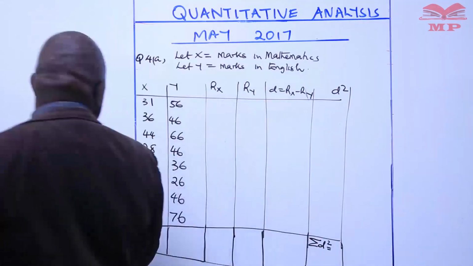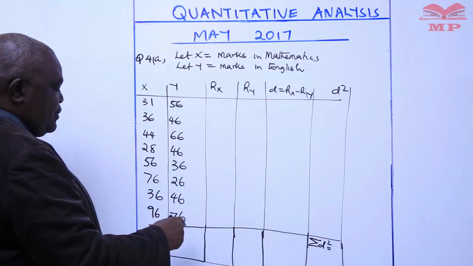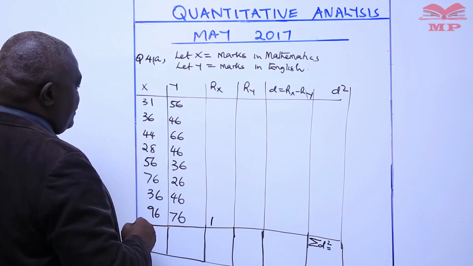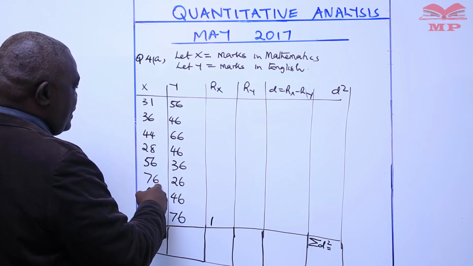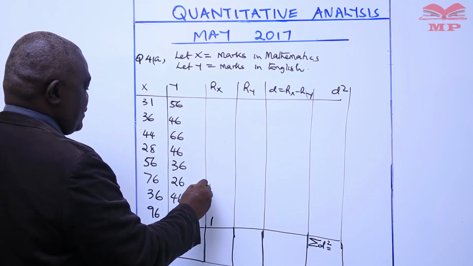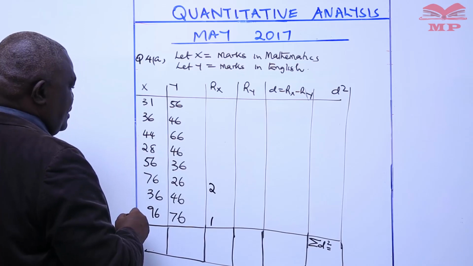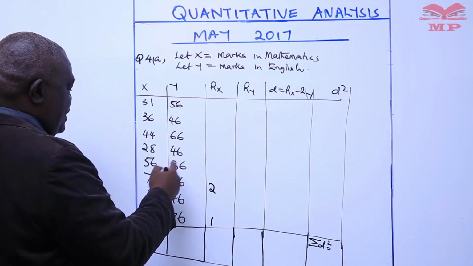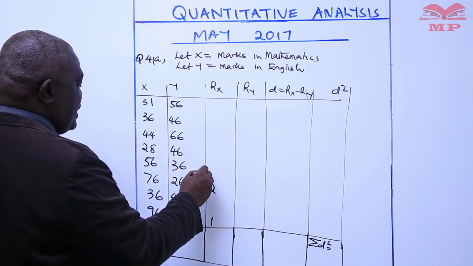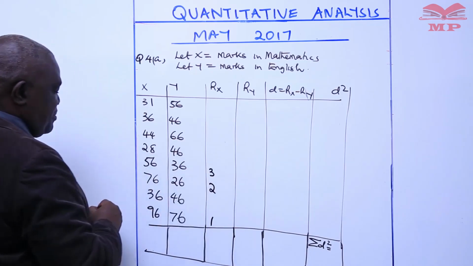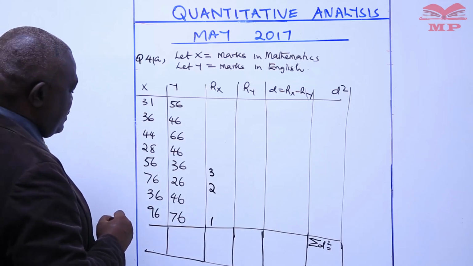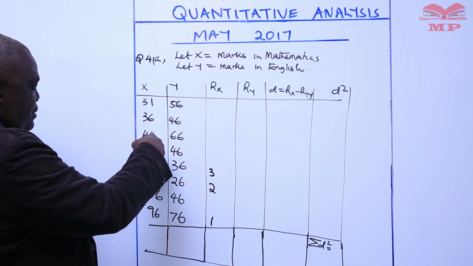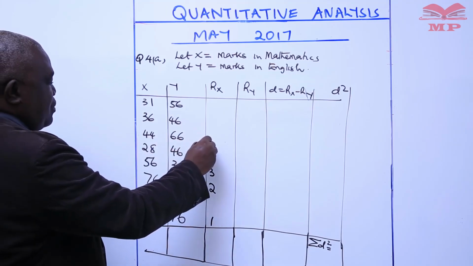So for x, the highest value here is 96, so assign a rank of 1 there. Second highest value here is 76, assign a rank of 2. There's no other 70s, there's no other 60s. Next there is 56, assign the rank of 3. I move on. Next, after 50, there's 40, 44 is there alone. I write the rank of 4.